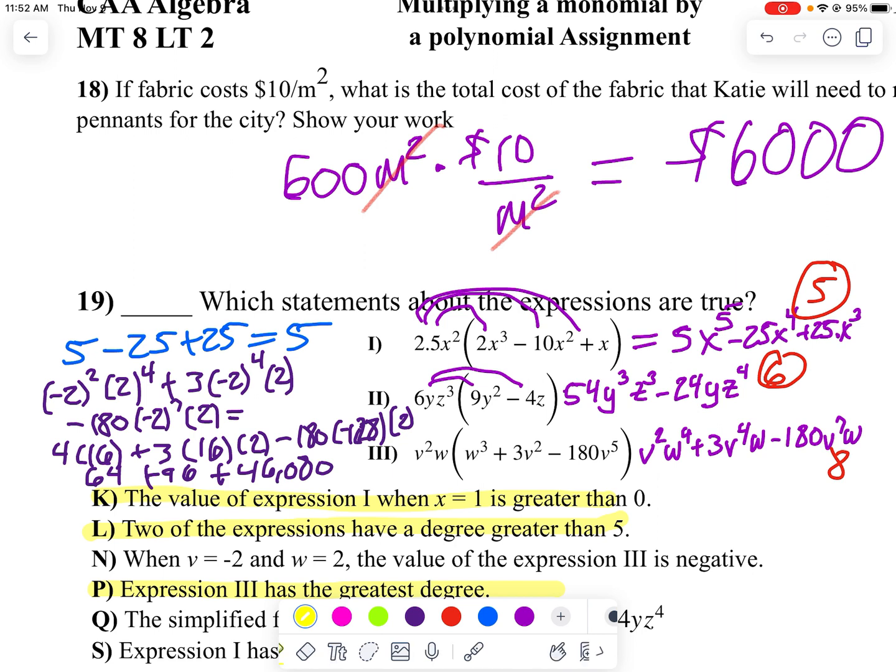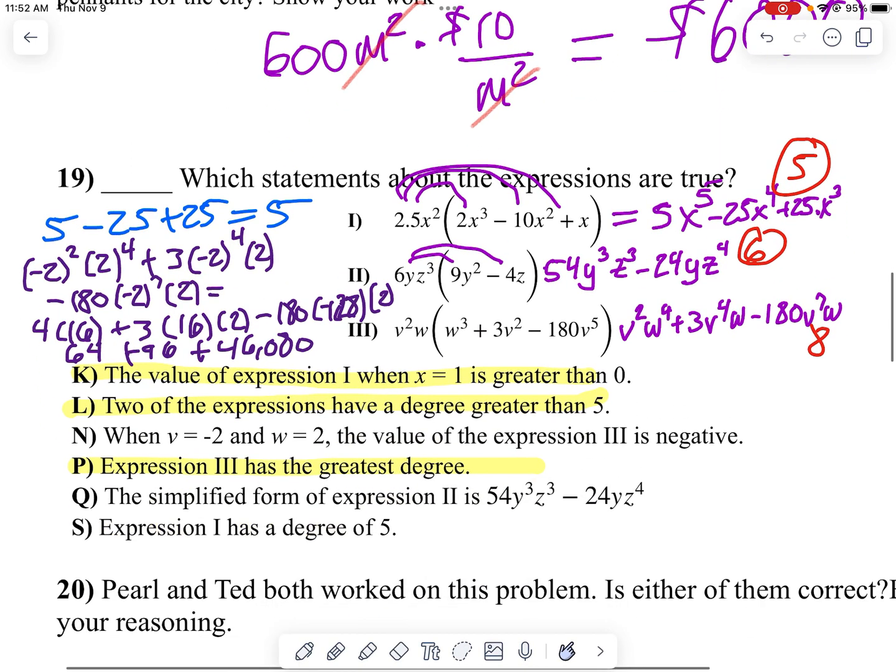Okay, let's raise this up a little bit. The simplified form of expression 2 is 54 y cubed z cubed minus 24 y z to the 4th. Well, that's true. And expression 1 has a degree of 5. So they're all true except choice N.